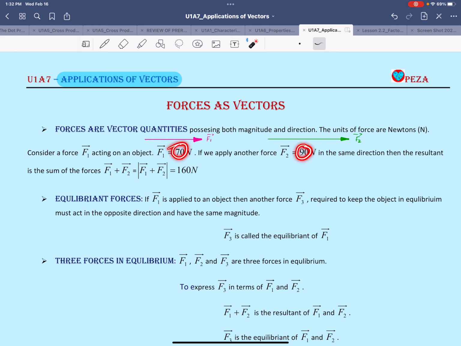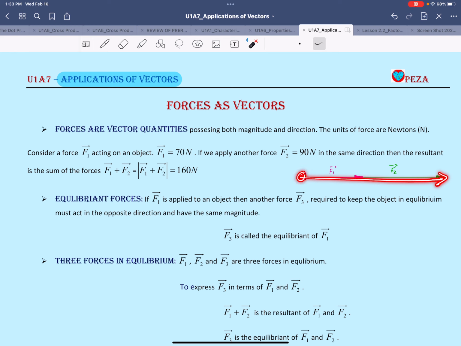If there is an object somewhere and we apply both forces to this object, then we are going to say that the two forces applied to the object will produce a resultant force equal in magnitude to F1 plus F2. And the object will move in the direction of the resultant force F1 plus F2.